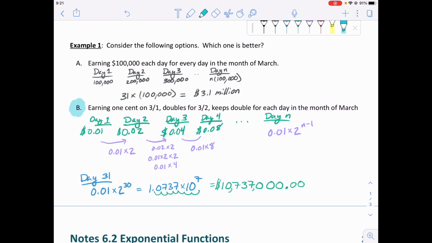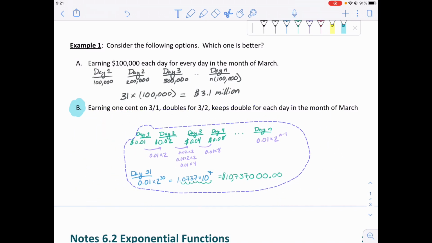And so the question might be, when does that happen? When do we suddenly have more money than we did via option A? So let's check that out.